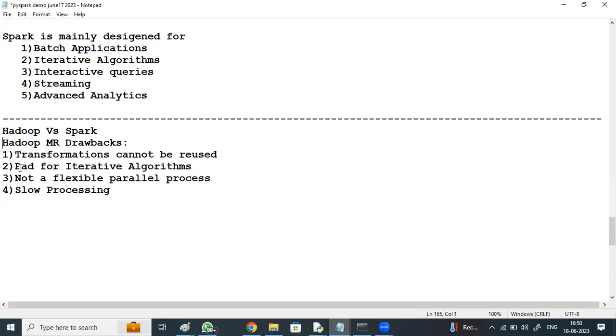And it is bad for iterative algorithms. Most of the data analytics algorithms are iterative. Iterative means you keep on applying that algorithm, you will get some error. Again apply, again you will get some error. You keep on applying until the error becomes zero.